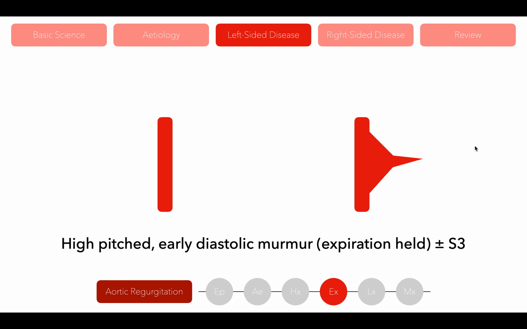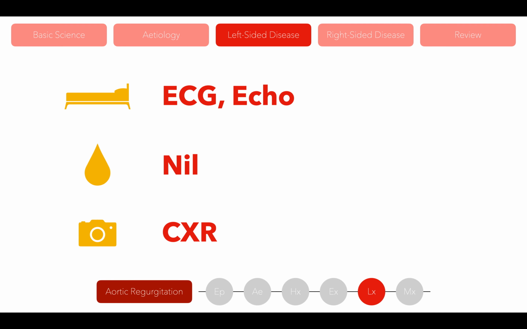So it's connected to dub, that S2. So lub dub, lub dub, lub dub, lub dub. So it's basically a prolongation because it's early diastolic of that dub. You can hear it. And that is your aortic regurgitation classically.